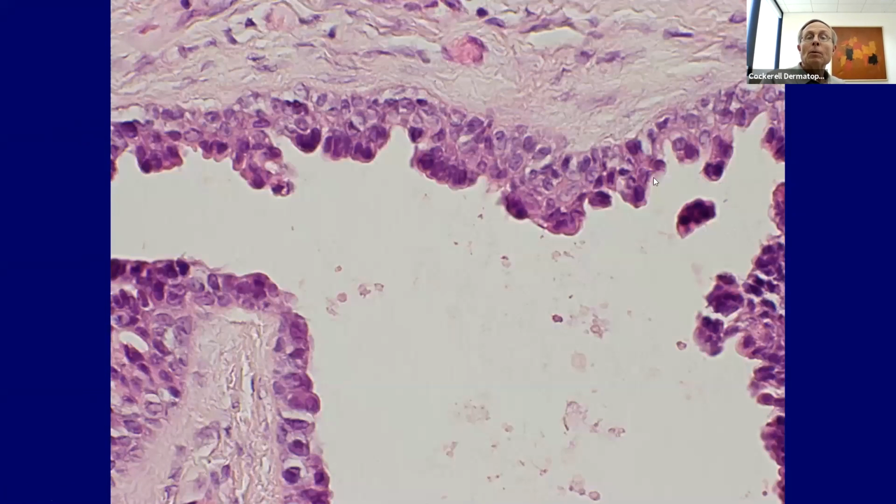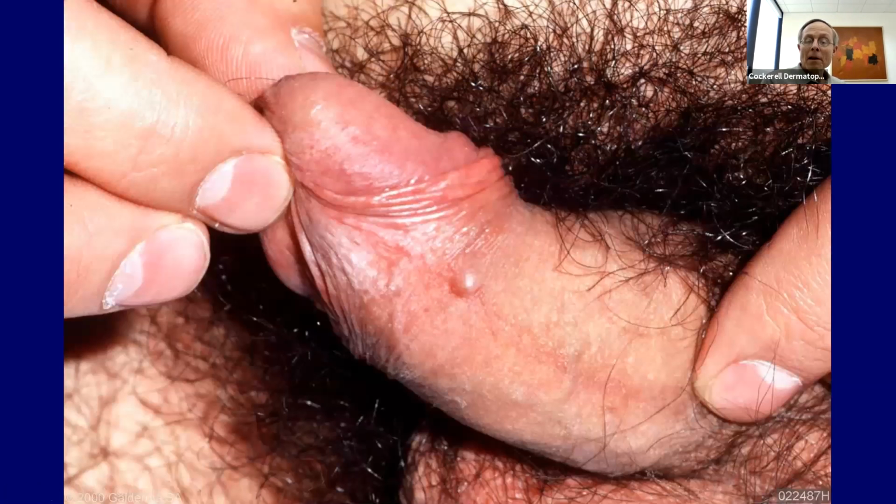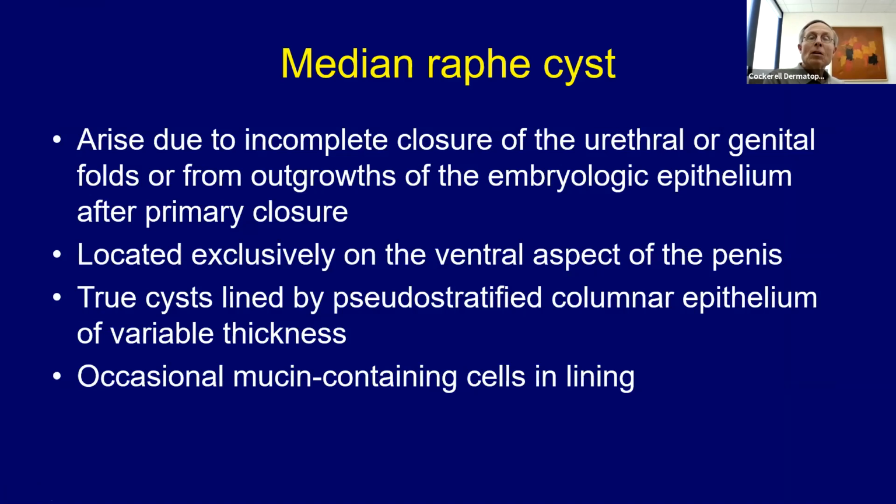Okay. Here you've almost got what looks almost kind of like genital transitional epithelium a little bit here. And this was on the penile area. And this was median raphe cyst. So here you've got urothelial lining with some pseudostratified columnar epithelium, some mucin-containing cells, and often you'll see a little bit of cilia on these lesions. So this is a median raphe cyst. These are thought to arise from an incomplete closure of the urethral vestiges there in the penile area.